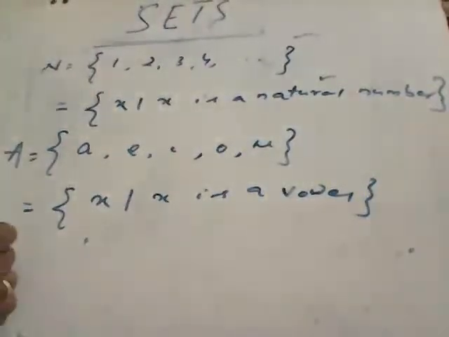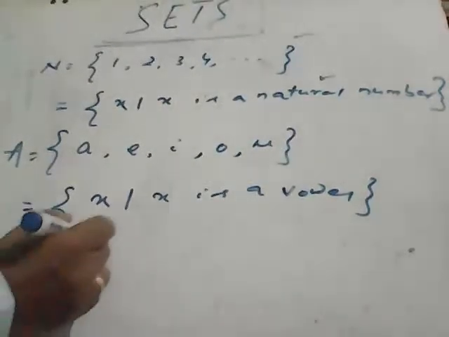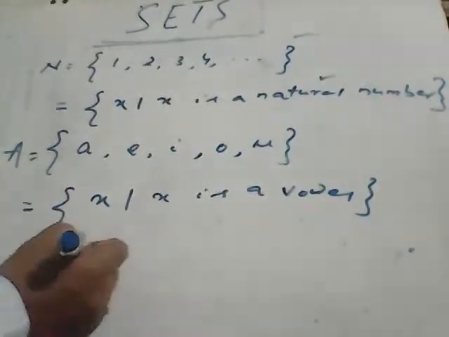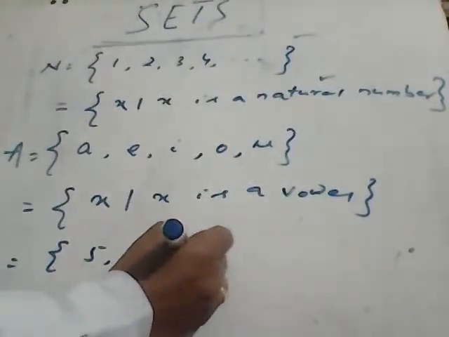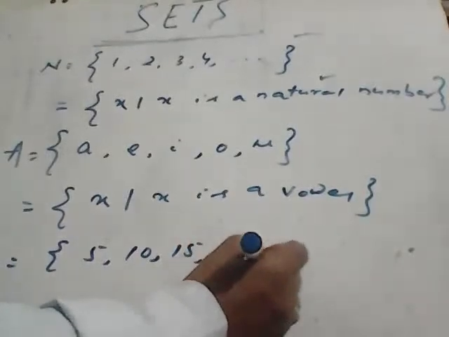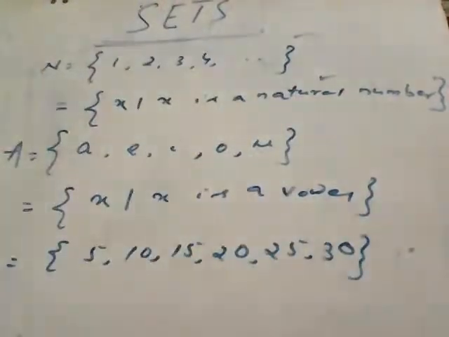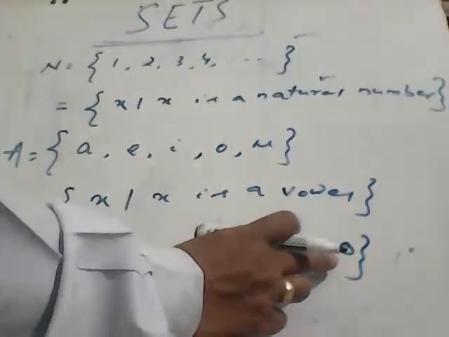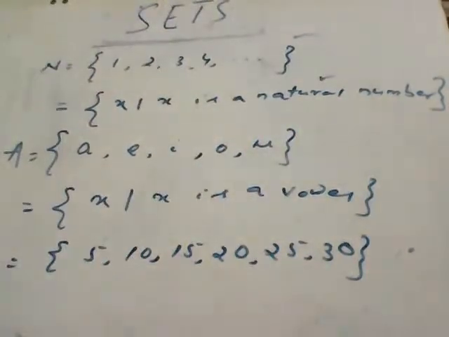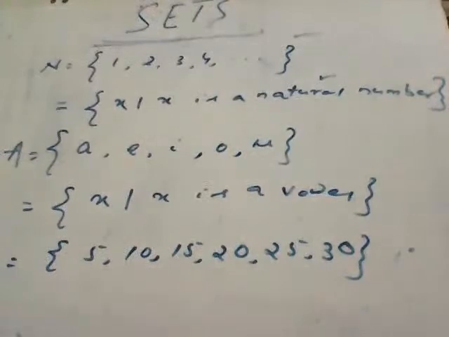Next, another set I'm writing, B: 5, 10, 15, 20, 25, 30. After writing each element, I'm putting a comma. There will be no comma after the last element. Don't write "and". 5, 10, 15, 20, 25, 30. These are elements of set B.